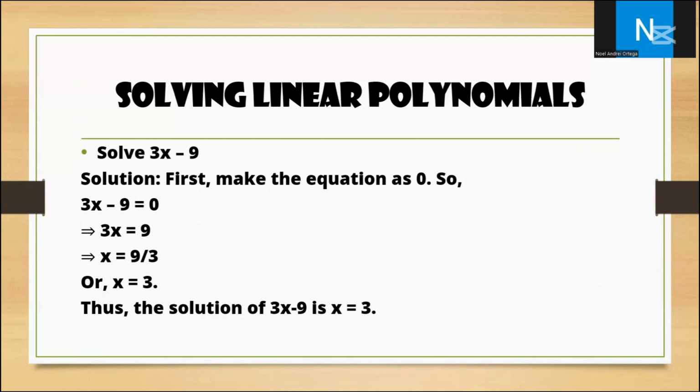Getting the solution of linear polynomials is easy and simple. First, we isolate the variable term and make the equation equal to 0, then solve as a basic algebra operation. Here in our example, we solve 3x minus 9. First, we make the equation 0. So 3x minus 9 is equal to 0. Which is also 3x is equal to 9, which is x is equal to 9 over 3, or x is equal to 3. Thus, the solution of 3x minus 9 is x is equal to 3.